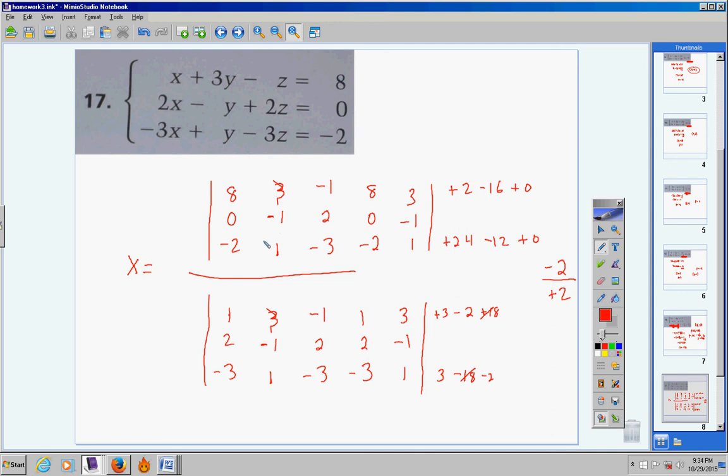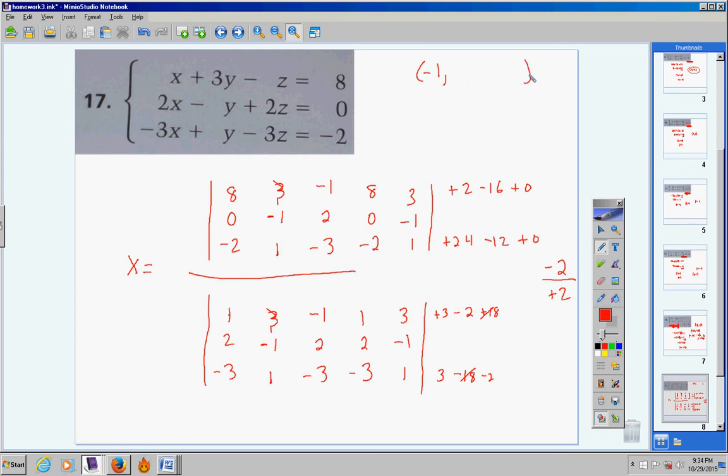Now hopefully that's correct. I'm trying to see if I have those answers listed somewhere. Yes, I do, and that is correct. x does equal negative 1. So x equals negative 2 over positive 2, which is negative 1. So come up here and put a negative 1.